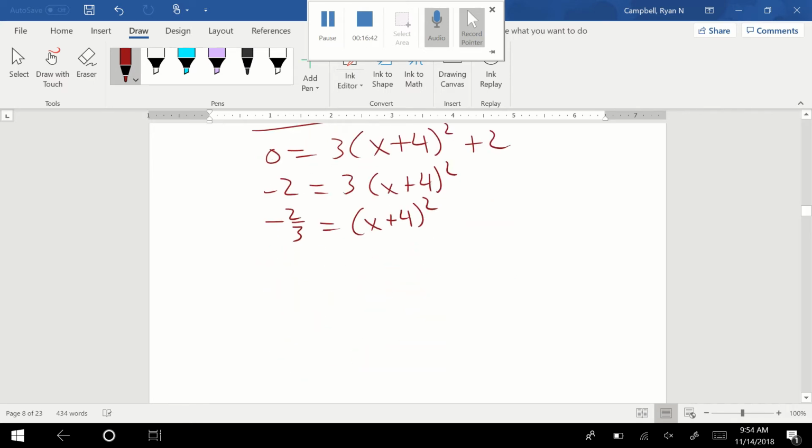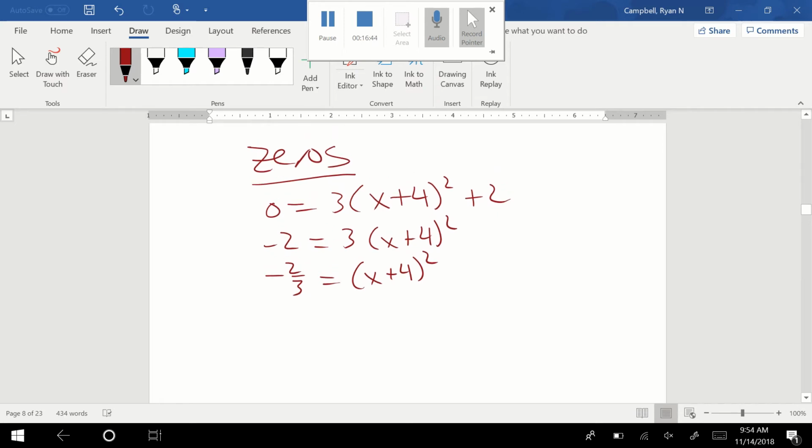So if you take the square root, you actually can't, right? Because you have that negative. So there are actually no zeros this time. So that means it never crosses the x-axis.